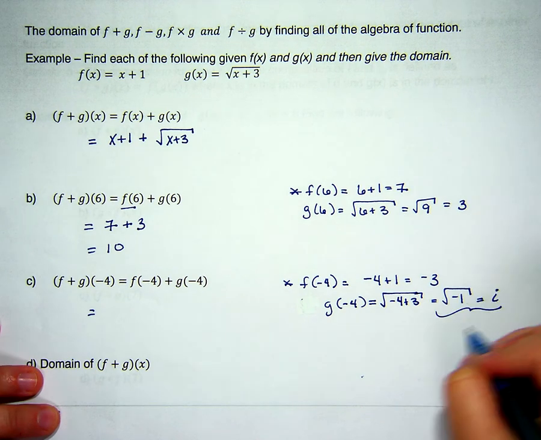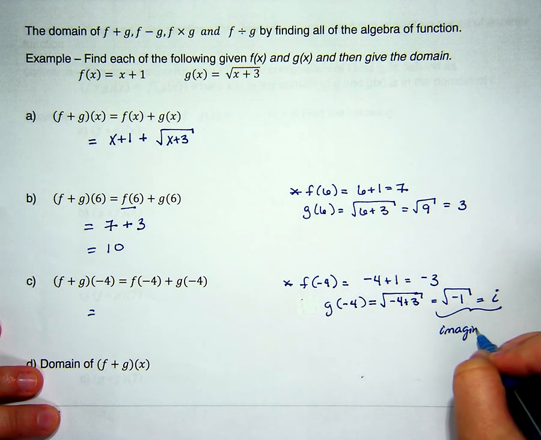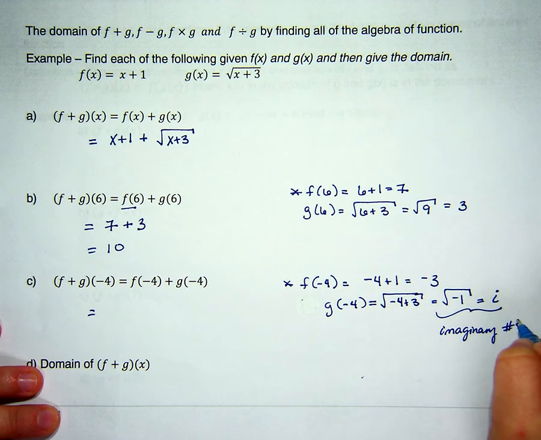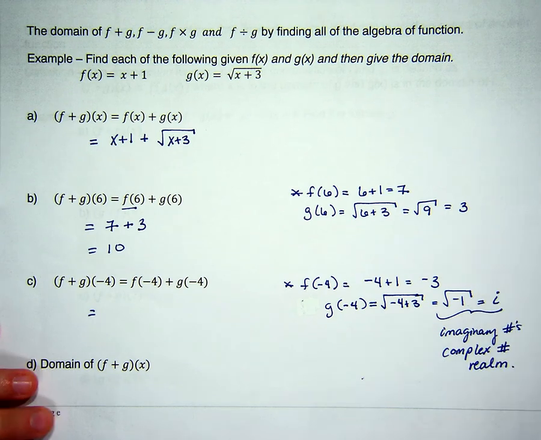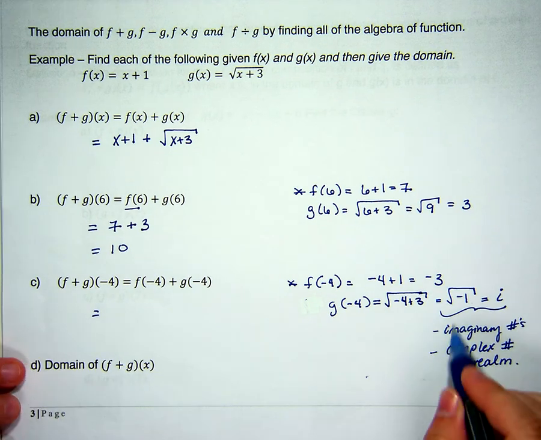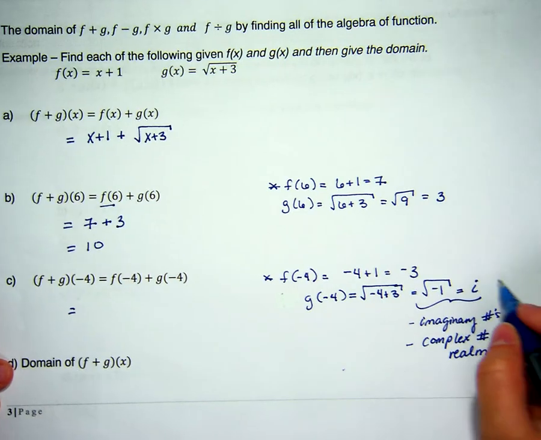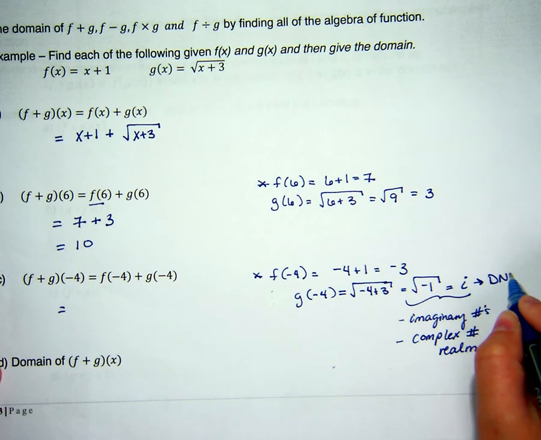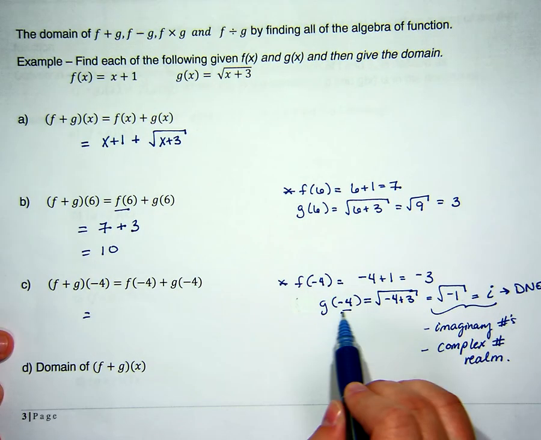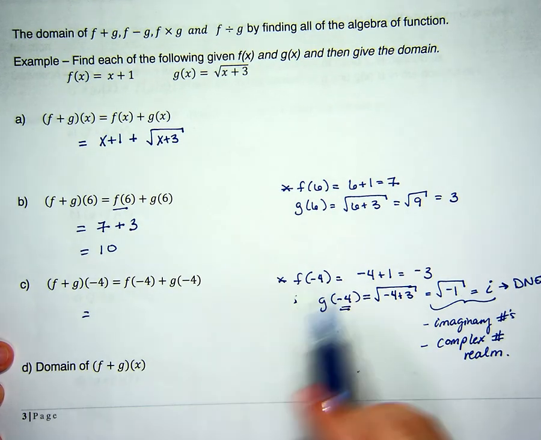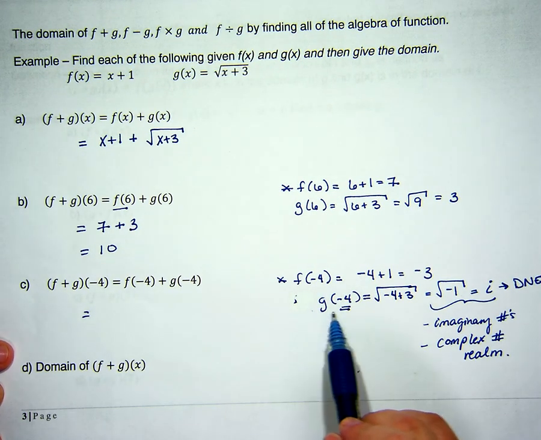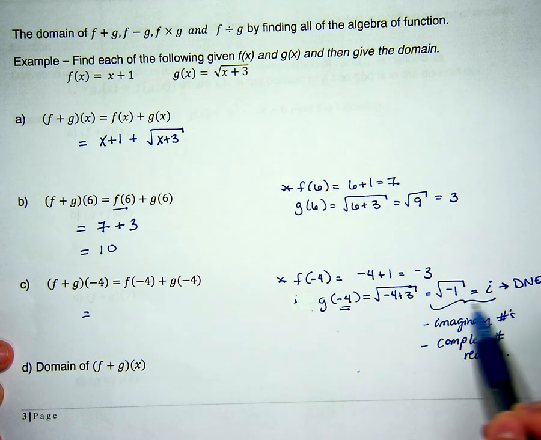Now i, this idea is imaginary numbers, which is the complex number realm. For this class's purposes, this does not exist. So, for example, the number negative 4 is not in the domain of the g function. Why? Because I got out something that is imaginary, is complex.